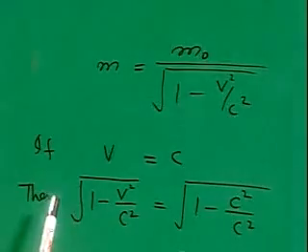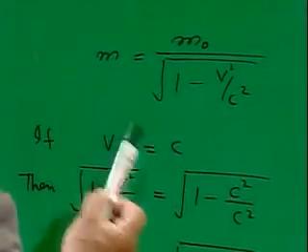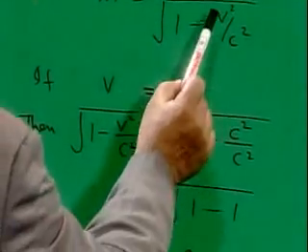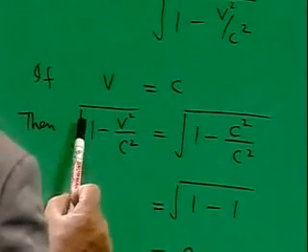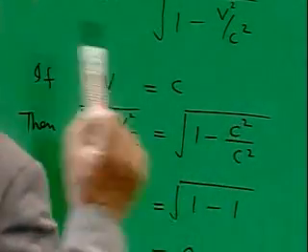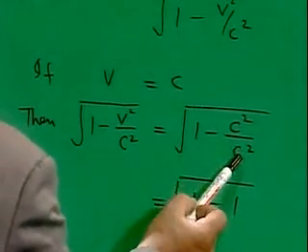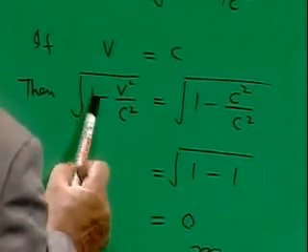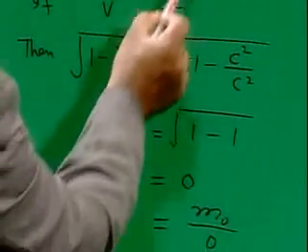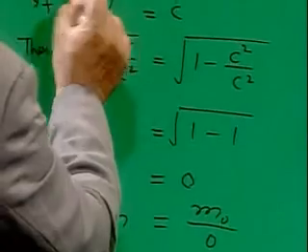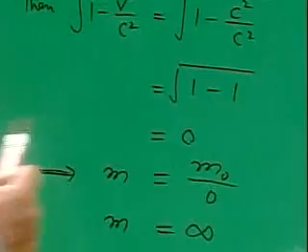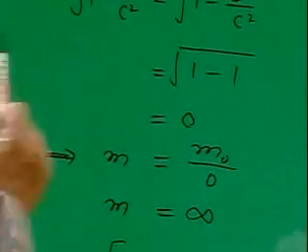Now suppose our frame of reference gains the velocity of light, then v is equal to c. Putting v equal to c here, we will have the square root of 1 minus v square over c square equal to the square root of 1 minus c square over c square. Now c square over c square is equal to 1, therefore the value of this factor is equal to 0. Putting this value here, we get m is equal to m0 over 0. Anything divided by 0 is equal to infinity.